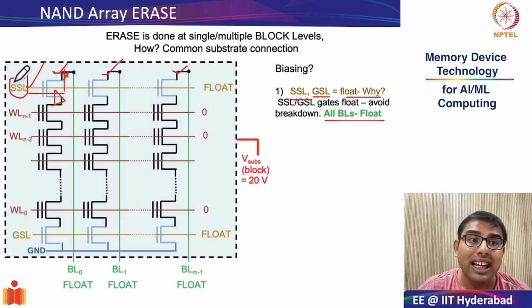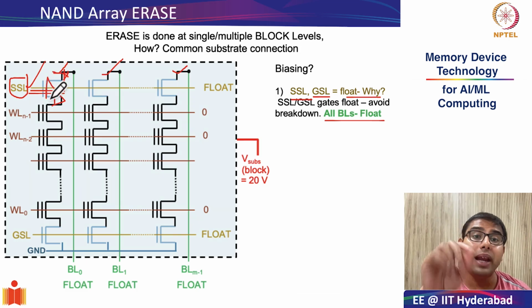If you do not apply floating, there will be a significant amount of current that can flow through the gate oxide and break the gate oxide of your logic transistors, which are your SSL and GSL transistors.